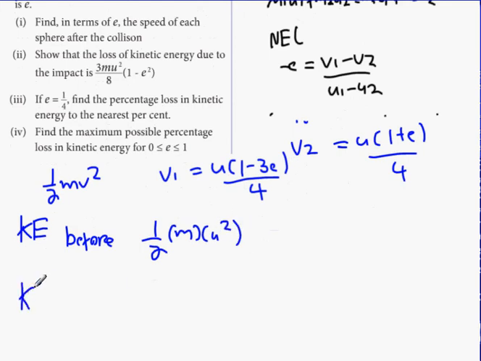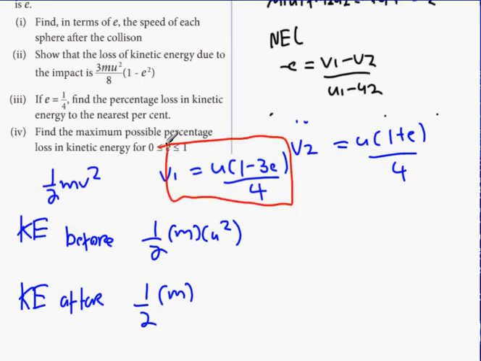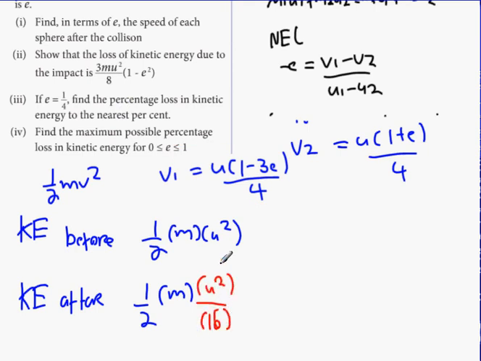KE after, anybody? How many particles are moving after the collision? Two of them. The first one is a half m times this one squared. We've got to square this out. When we square it out, we're going to get u squared over 16, and we're also going to get 1 minus 6e plus 9e squared.